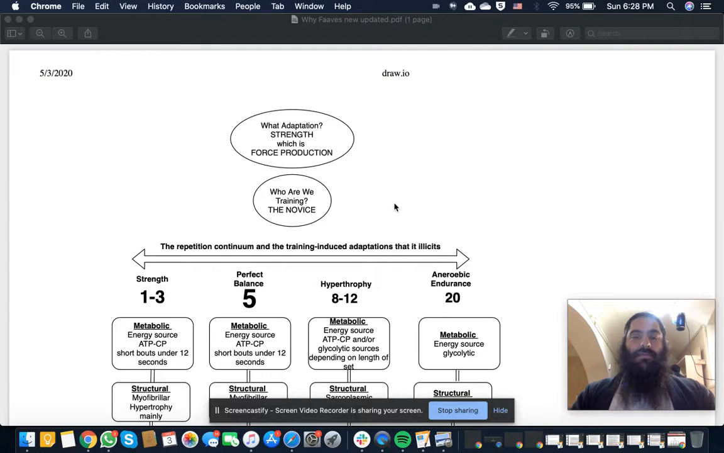Why Faaves? Well, we need to know what adaptation we want. We want strength, which is force production. Who are we training? We're training the novice. Okay, this is our repetition continuum.